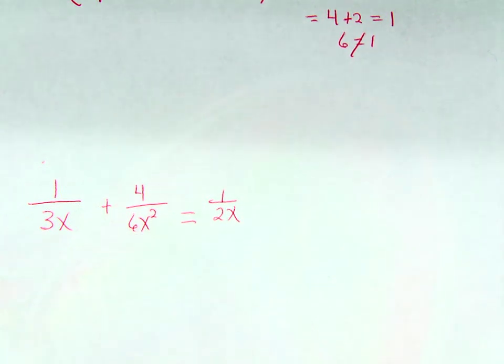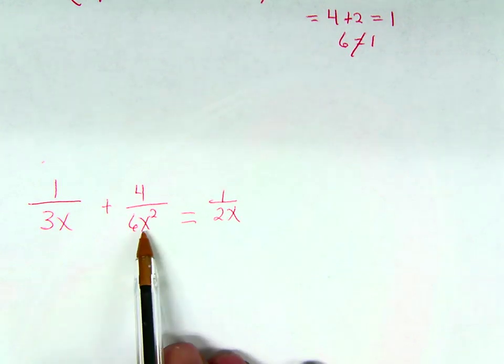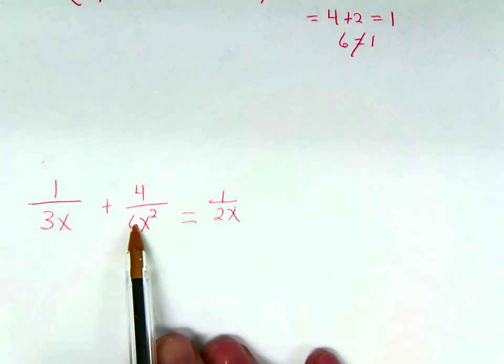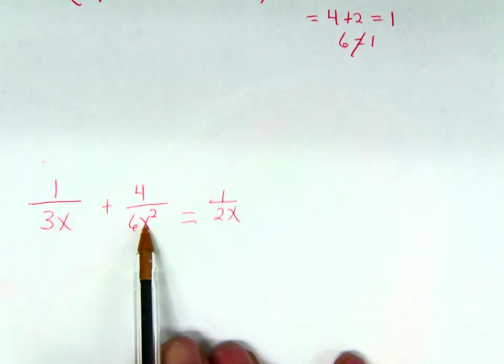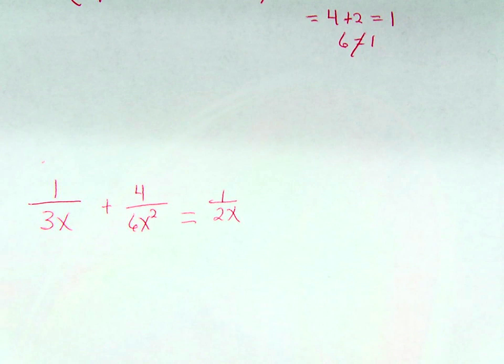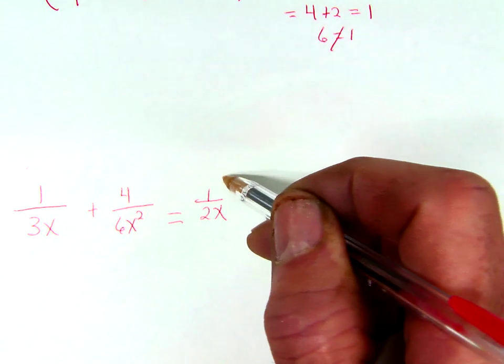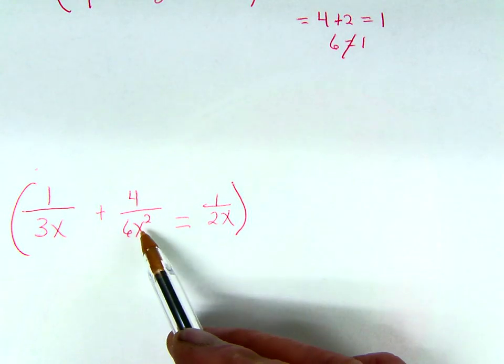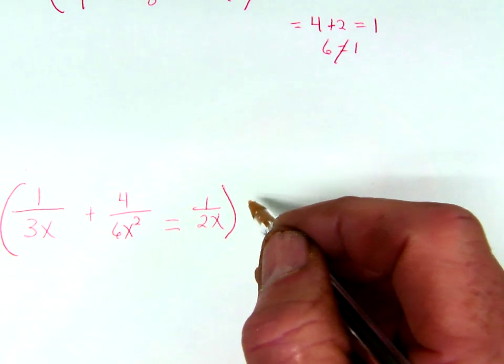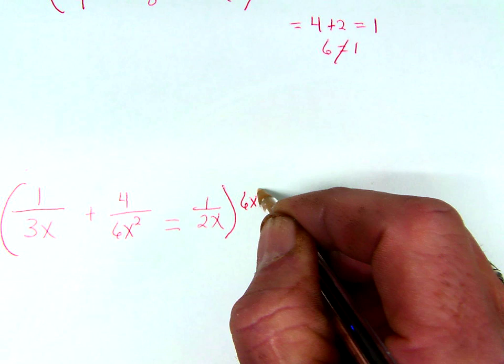Now that's not a professional term. That's not anything that you'll find in the algebra book. That's just a term that I use. Here's my commonality. These two terms both have something in common with this one. So what am I going to do? I'm going to multiply this whole equation by this commonality, 6x squared.